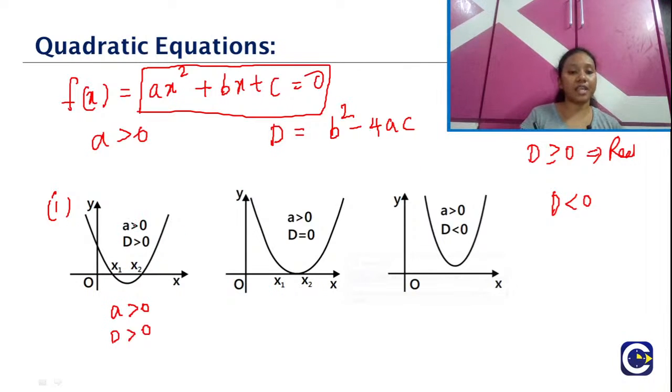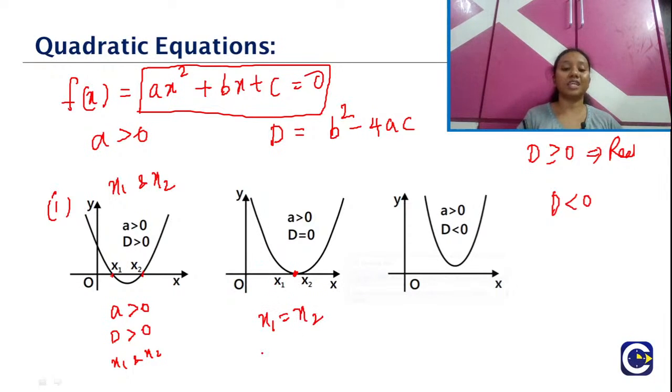Right, so here if a is greater than 0 as well as the discriminant is greater than 0, then the graph will be intersecting the x-axis at 2 points, which are x1 and x2, which means the roots will be x1 and x2. When a is greater than 0 but the discriminant is equal to 0, the graph will be intersecting the x-axis at only one single point, which means we'll have two roots, but both the roots are equal.